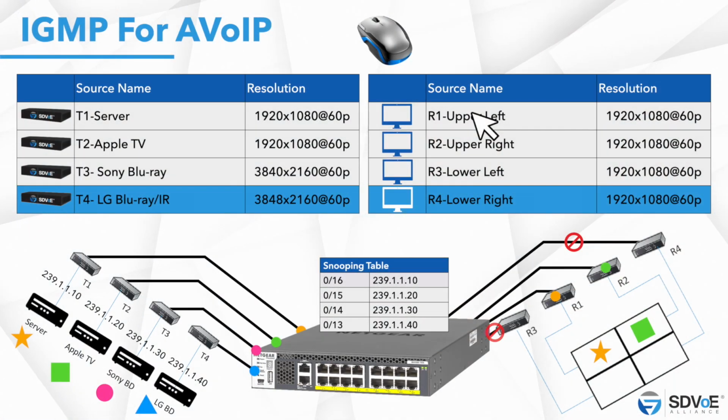So let's go faster now, because you understood that the SDVoE controller is instructing the receivers, but the receivers, the decoders, are IGMP compliant, and this is why they let the network know, using IGMP, what needs to happen. So now we finished our matrix, this time the LG Blu-ray to receiver number 4.